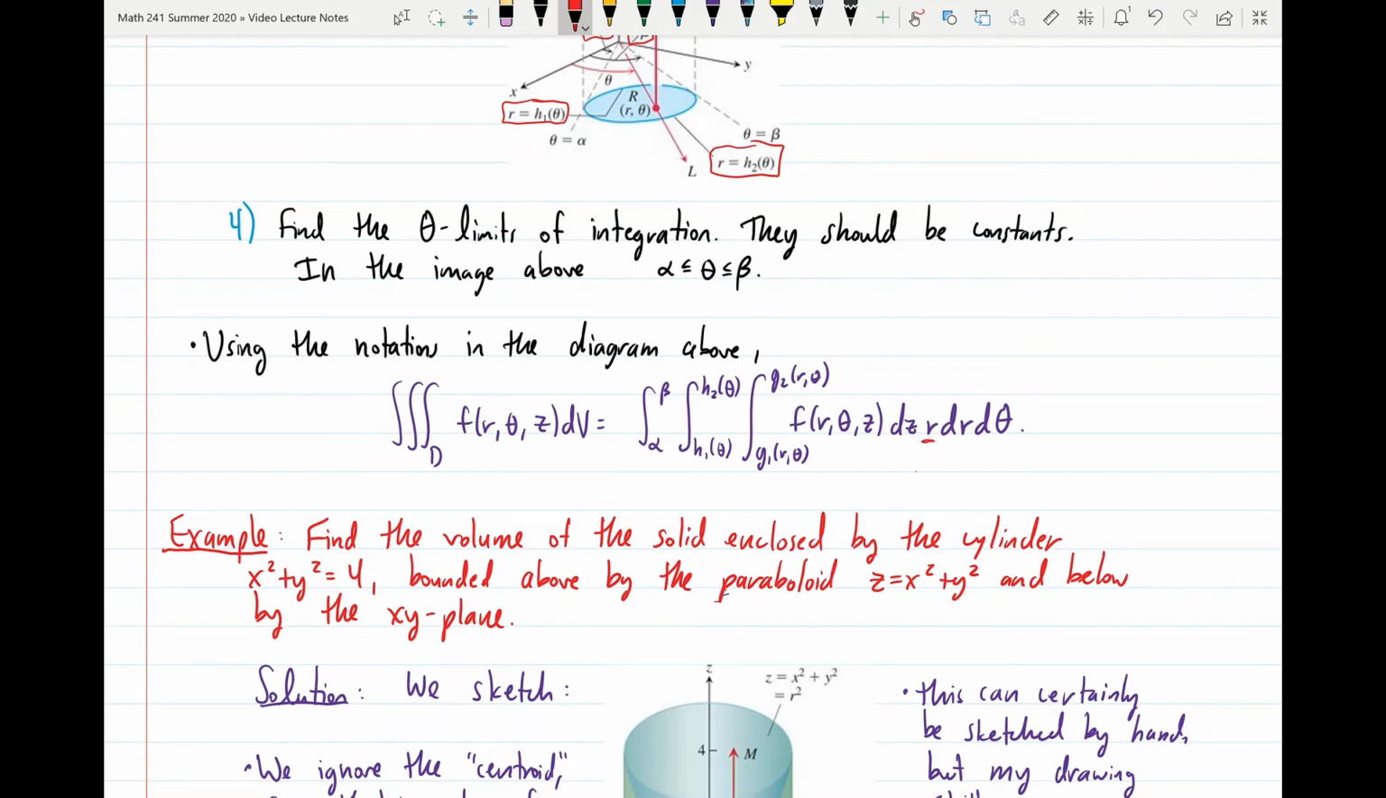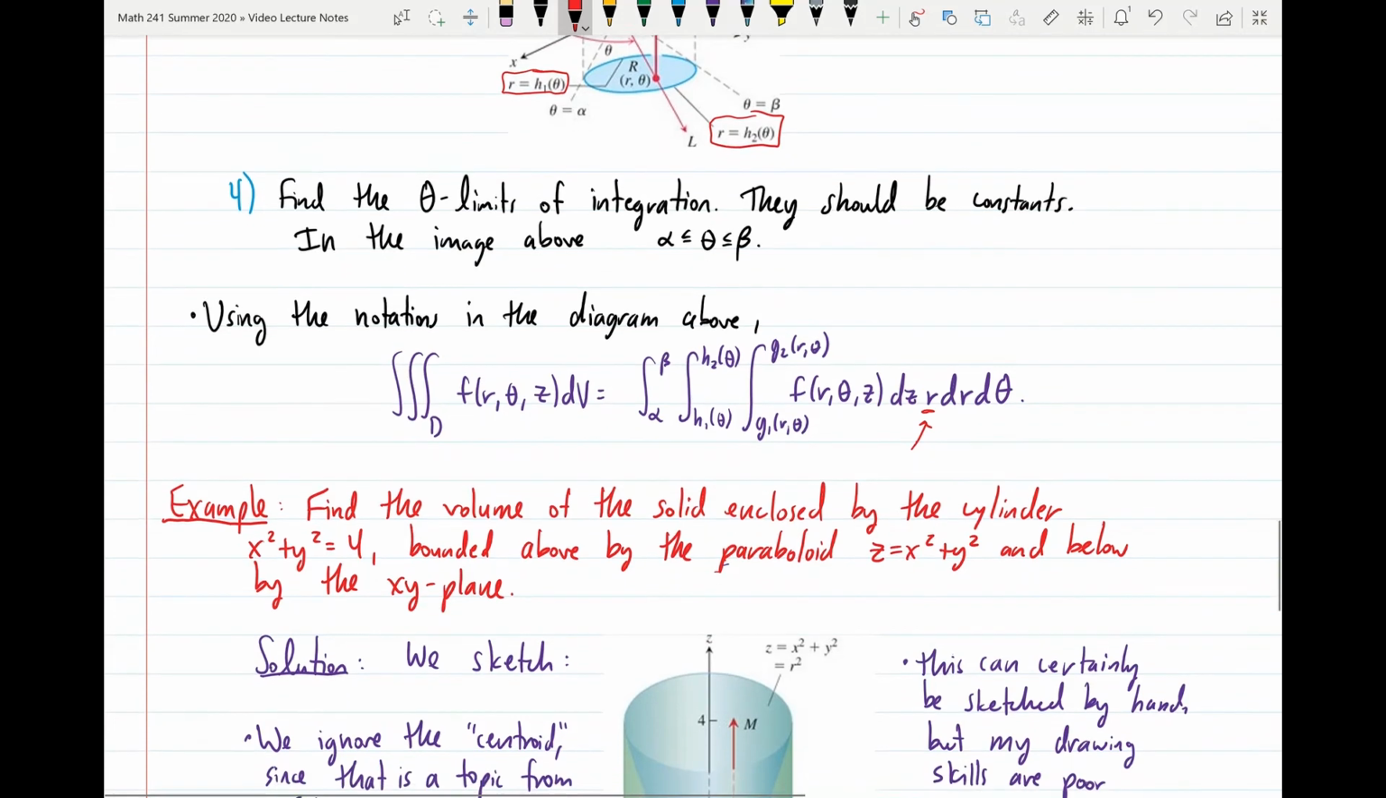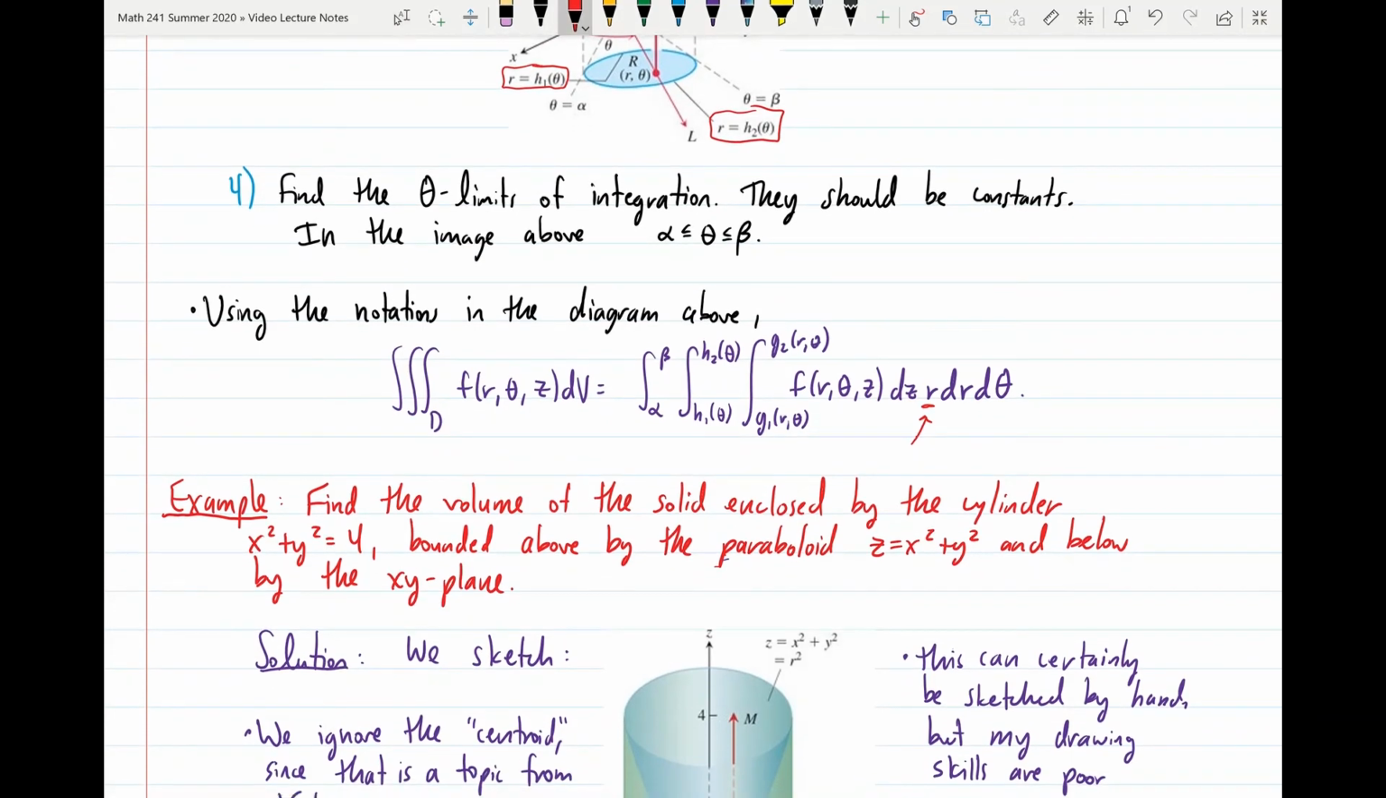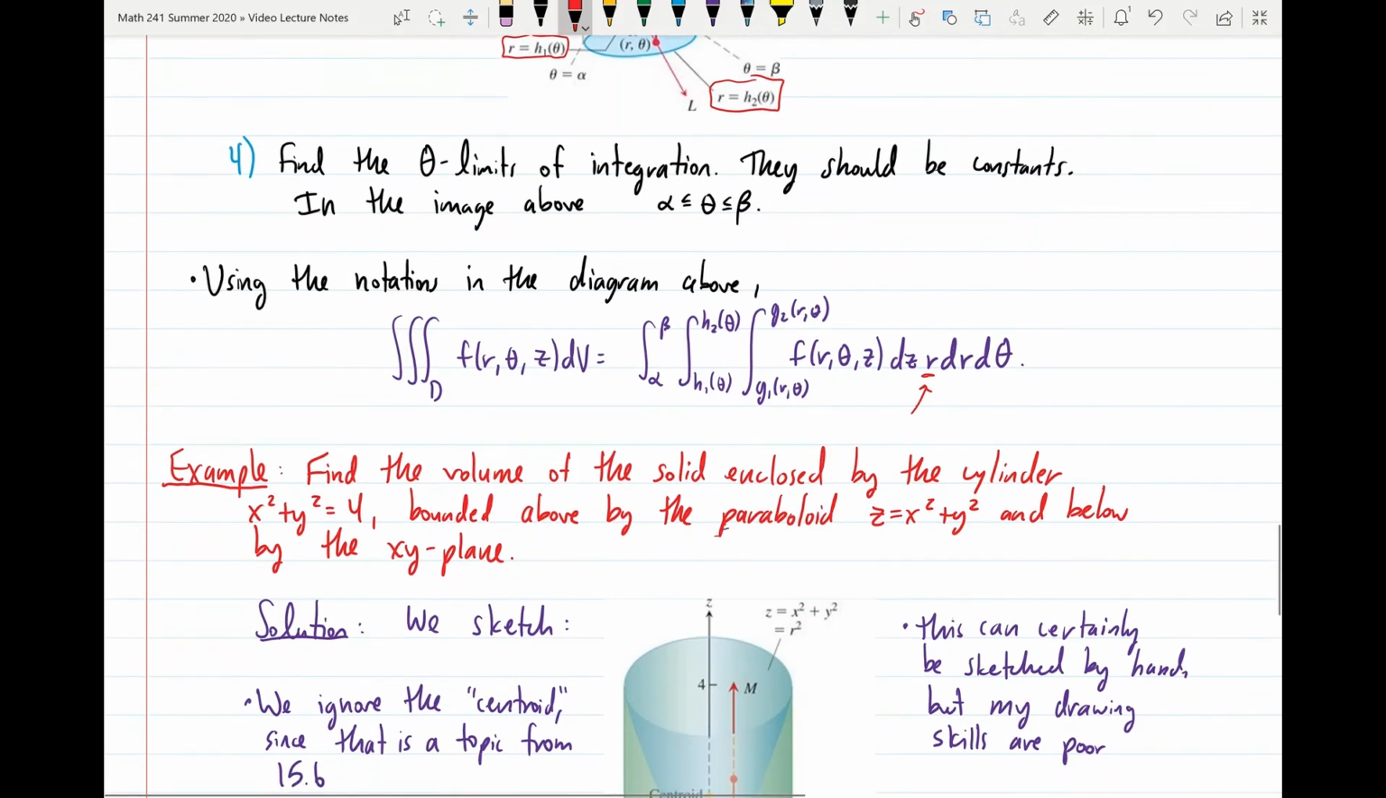Again, do recognize the fact that we have this extra r that's put in there because we're integrating. After we integrate with respect to z, this problem really becomes about integrating a two-dimensional region with respect to polar coordinates, which is why we would have this extra r that pops in.